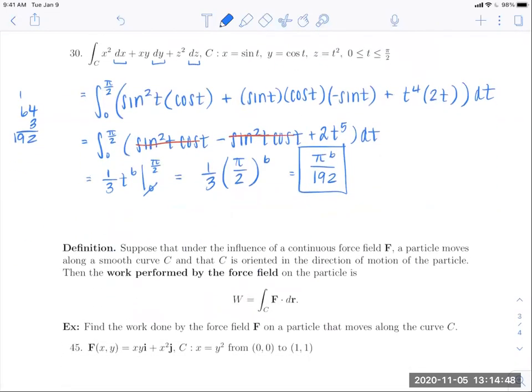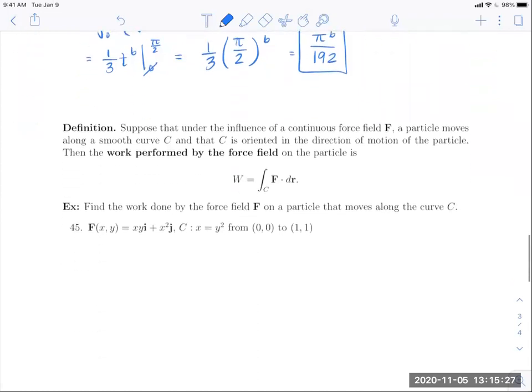And so we finish off these notes here by giving an application of, well, why the heck should you care about line integrals? Line integrals are most commonly used in the sciences in physics when you're computing work done. And so we have a definition here. Suppose that under an influence of a continuous force field F, a particle moves along a smooth curve C, and that C, that curve, is oriented in the direction of motion of the particle. Then the work performed by the force field on the particle is given by work equals the line integral over C of F dot dr. So it's that exact same equation that we started out with. Now we're just seeing how it can be used as an application.